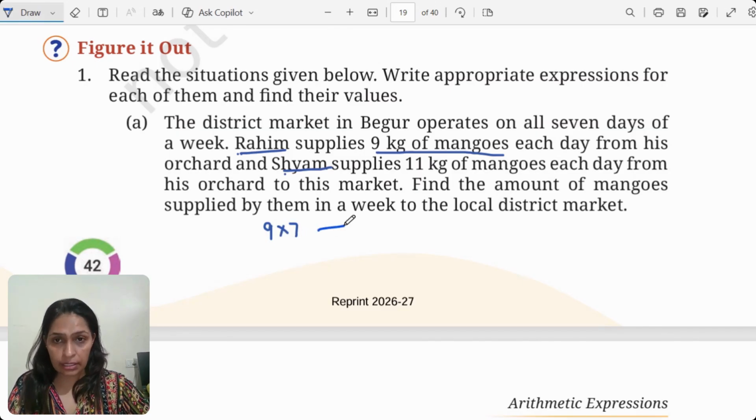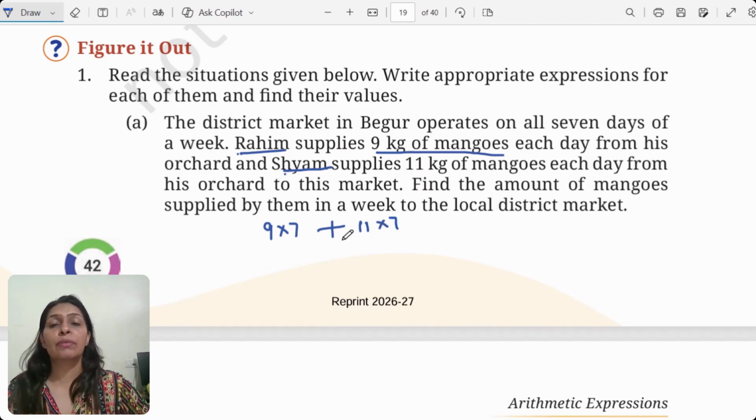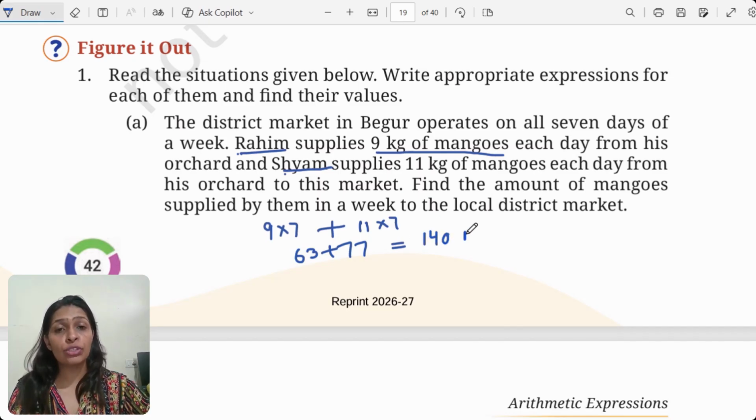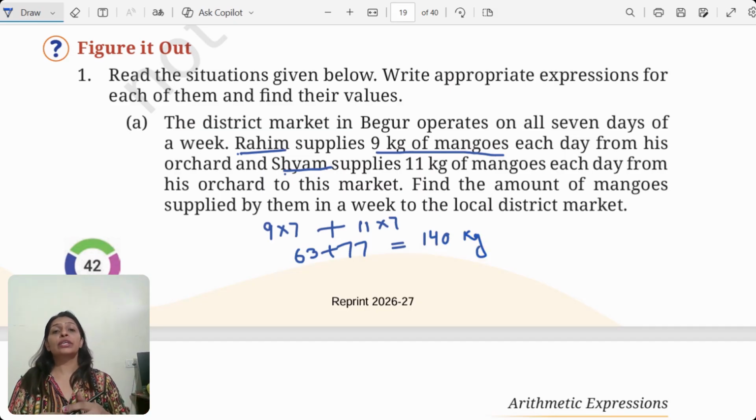Since they are supplying together, whenever we have to do together, we have to add. Sham is supplying 11 kgs of mangoes, so this is again 11 into 7. This is the expression we get, and we can simply do the normal operations. 9 into 7 is 63, plus 77, and hence we get our answer: 140 kg of mangoes they are supplying to the district market every week. This is how we have to form the particular expressions.